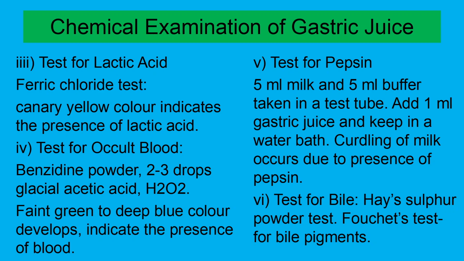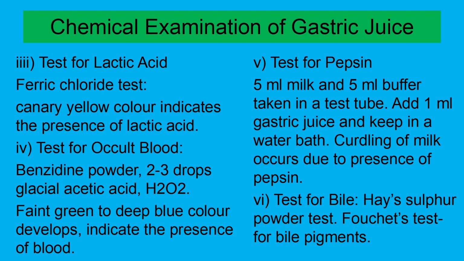Then the test for occult blood. For this the benzidine test will be helpful. You take a pinch of benzidine powder, add 2 to 3 drops of glacial acetic acid, and mix well. Then add 2 to 3 ml of hydrogen peroxide, then add 0.5 ml of gastric juice. A faint green to blue color will develop at the top of the test tube. That will indicate the presence of blood. Presence of blood in gastric juice will indicate peptic ulcer, gastric carcinoma, or trauma of gastric mucosal cells.